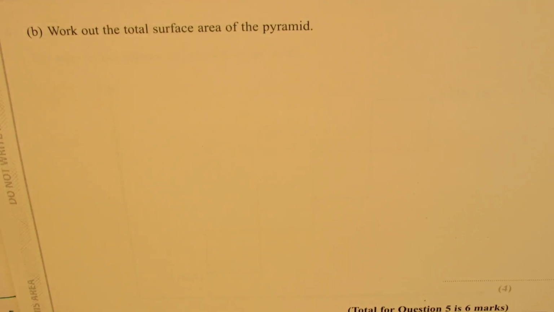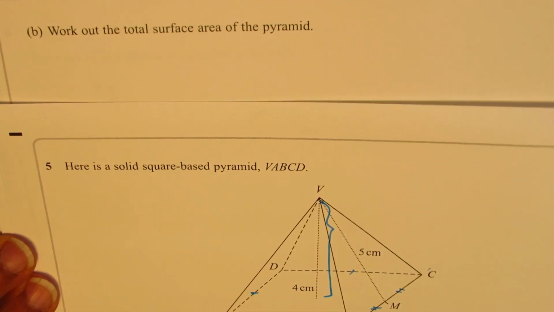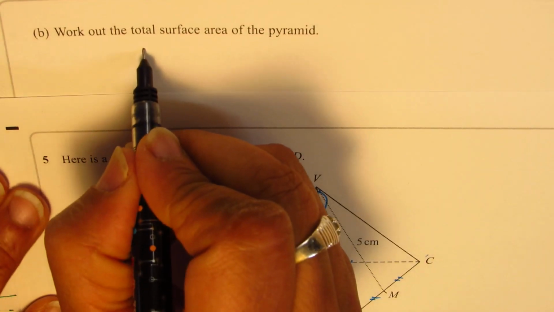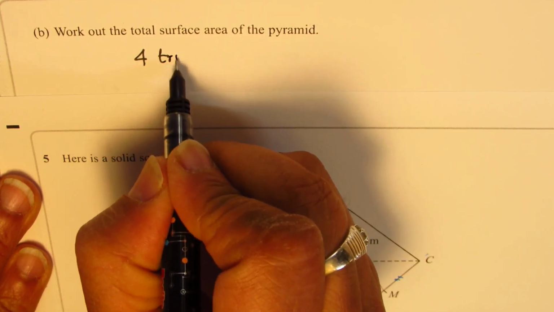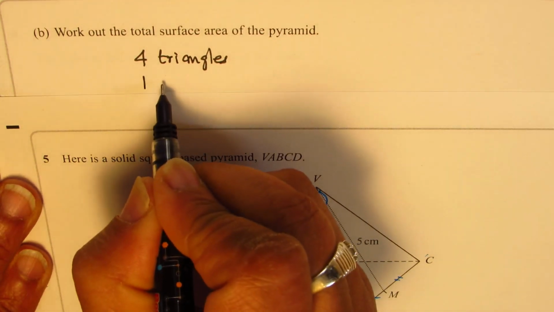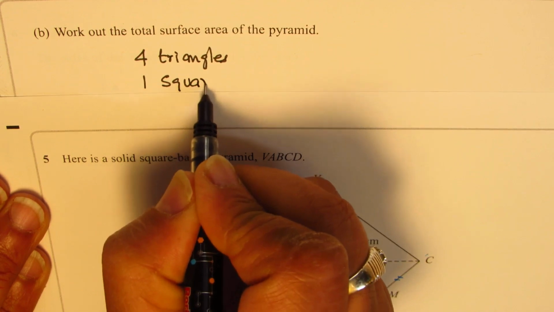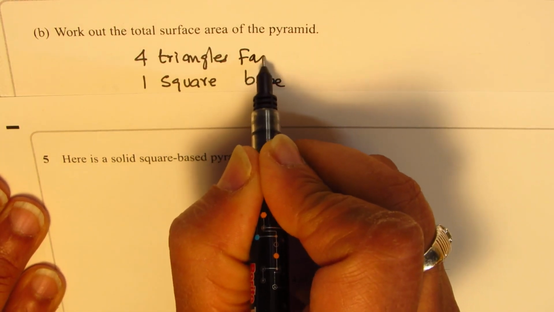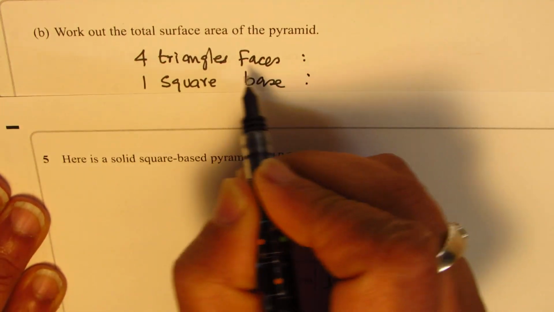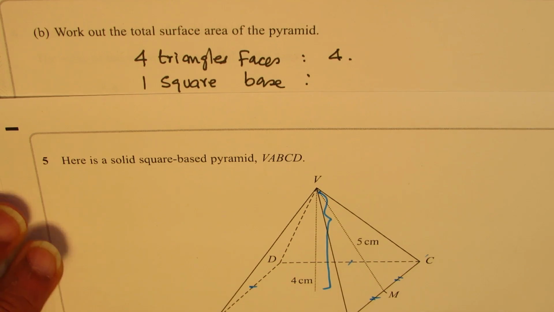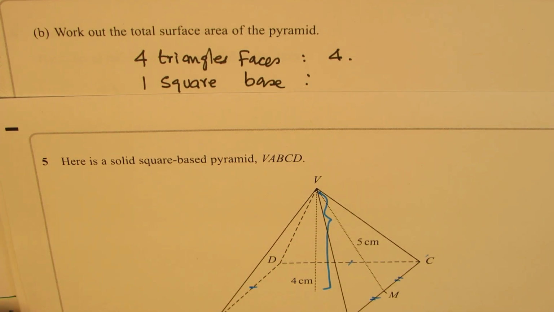Work out the total surface area of the pyramid. So now we need to find the surface area of this pyramid. Surface area means we have 4 triangles and we have 1 square. The square is the base and the triangles are the faces, right? So 4 times the area of each triangle, so we are looking into these triangles.